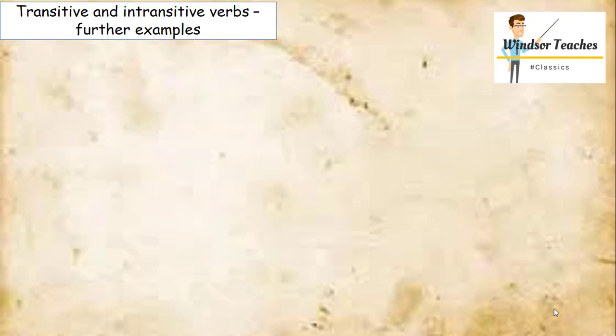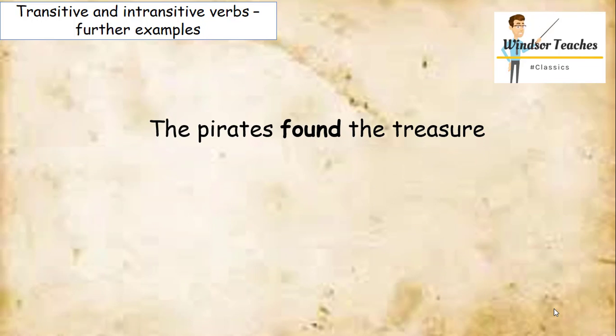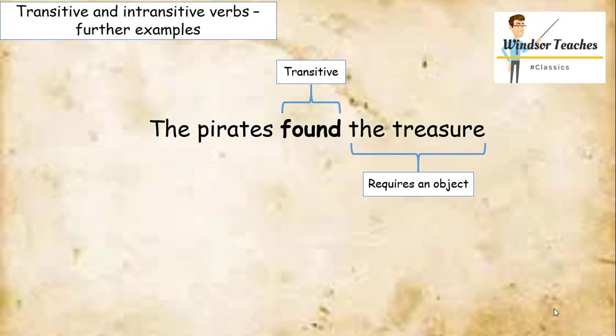So let's look at some other examples. So the pirates found the treasure. So here is our verb, and it is transitive, which means that the treasure is the object that is required in order to complete that sentence. If you just said the pirates found, the listener would be going, well, found what? Where? When? How? And so the treasure completes that sentence.